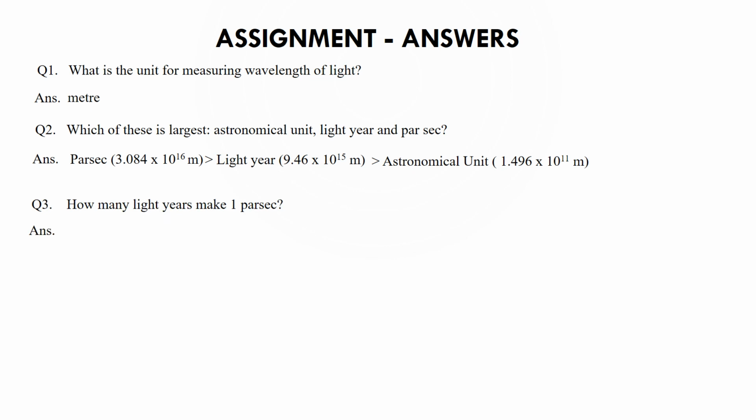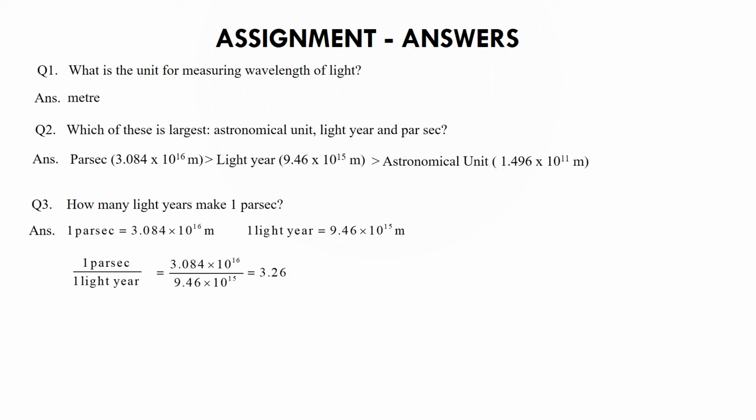How many light years make 1 parsec? We know 1 parsec is equal to 3.084 into 10 to the power of 16 meters. 1 light year is equal to 9.46 into 10 to the power of 15 meters. On dividing them, we get 1 parsec is equal to 3.26 light years.